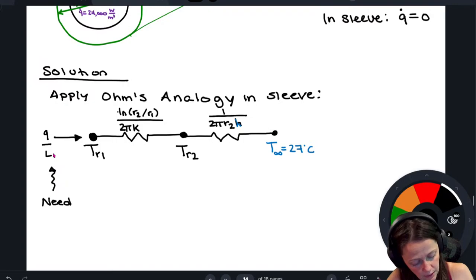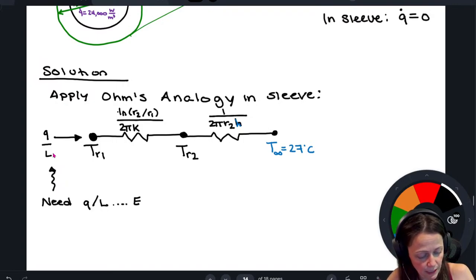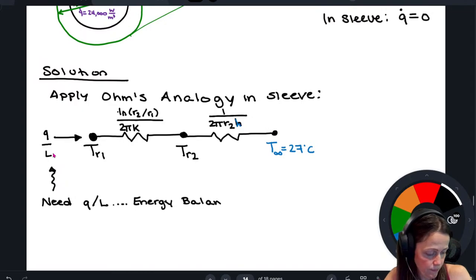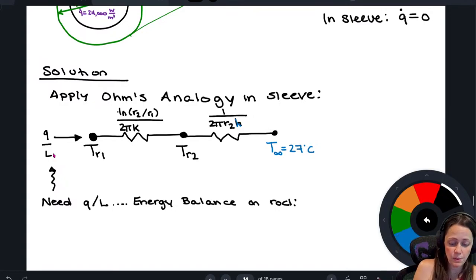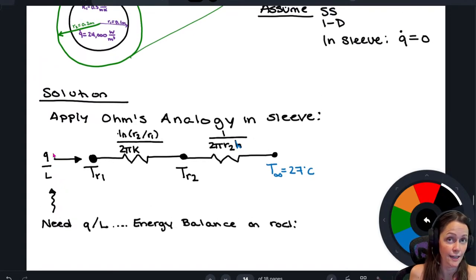So I need Q over L. So I'm going to do an energy balance. Good old-fashioned energy balance on the rod, because that's going to be related to that Q dot.